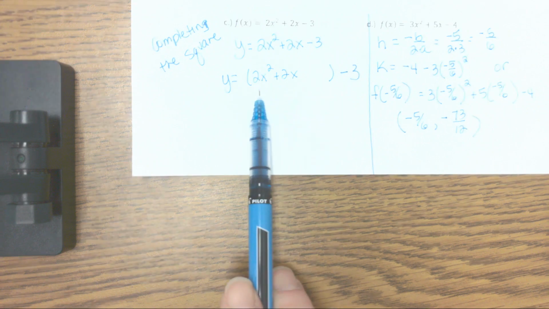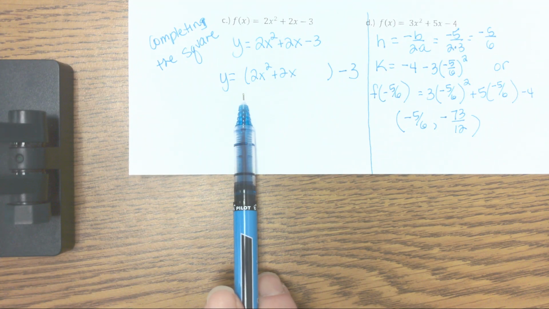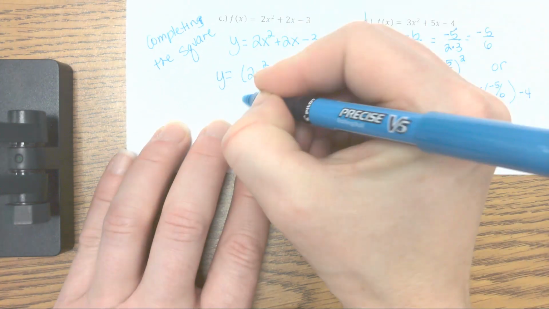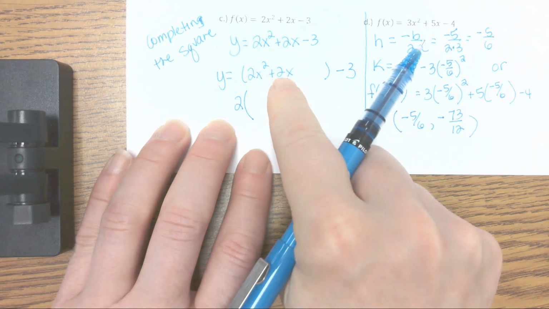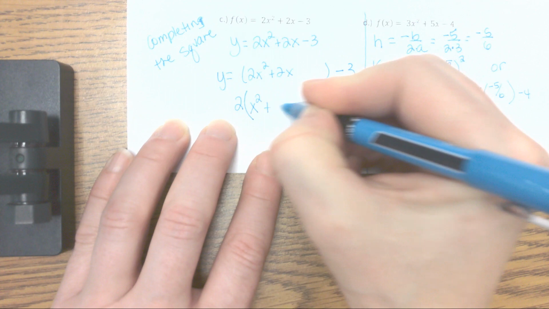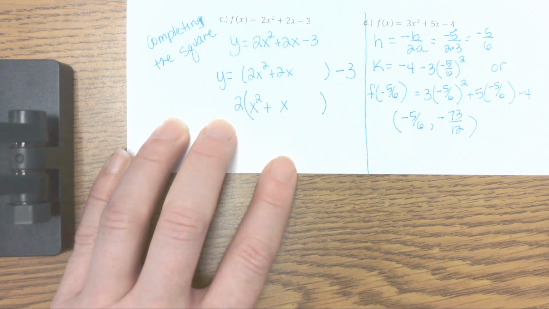Then what I'm going to do is, do you see this? They have a common factor of 2. That's my a. I'm going to pull that out to the front. So I'm going to rewrite this as 2 parentheses. If I divided those both by 2, wouldn't I just have x squared plus x? Agreed? Leave some space here, and we still have the minus 3.